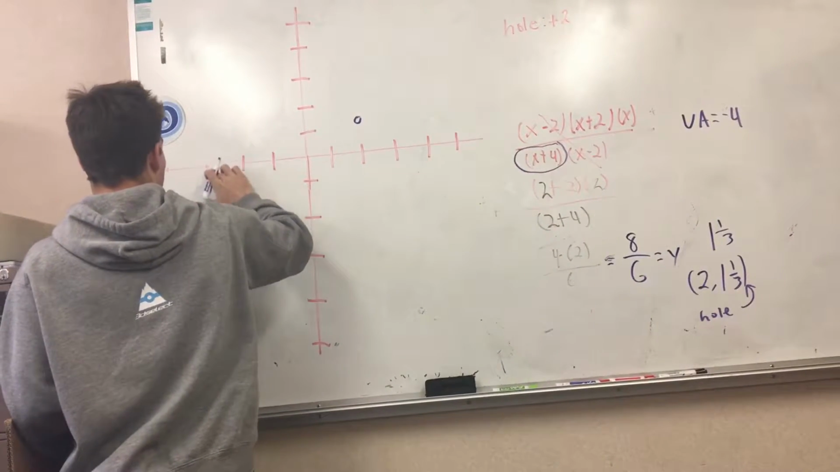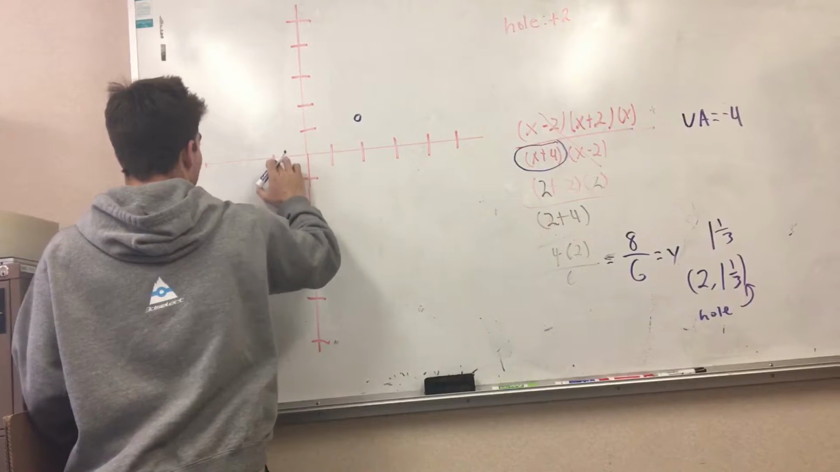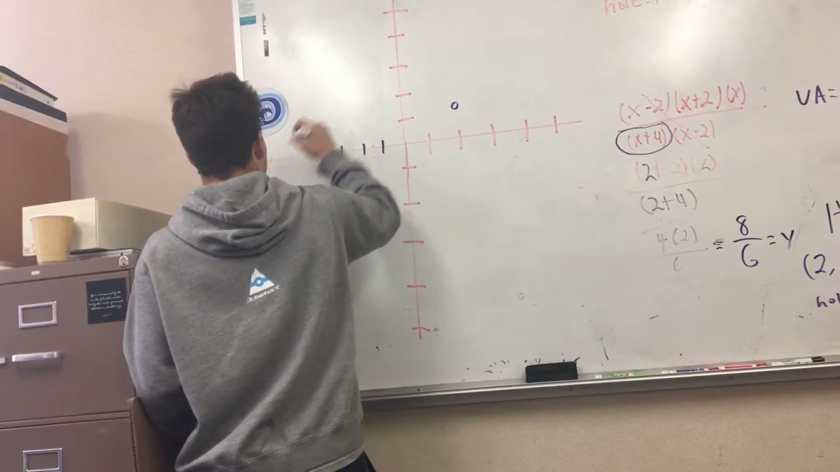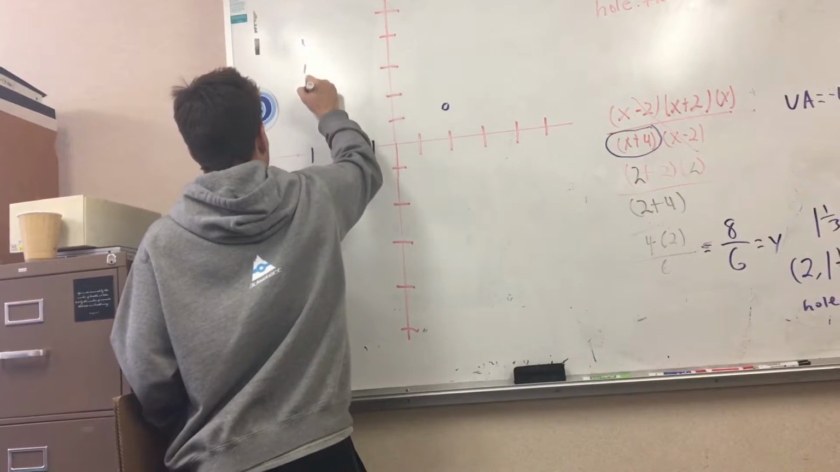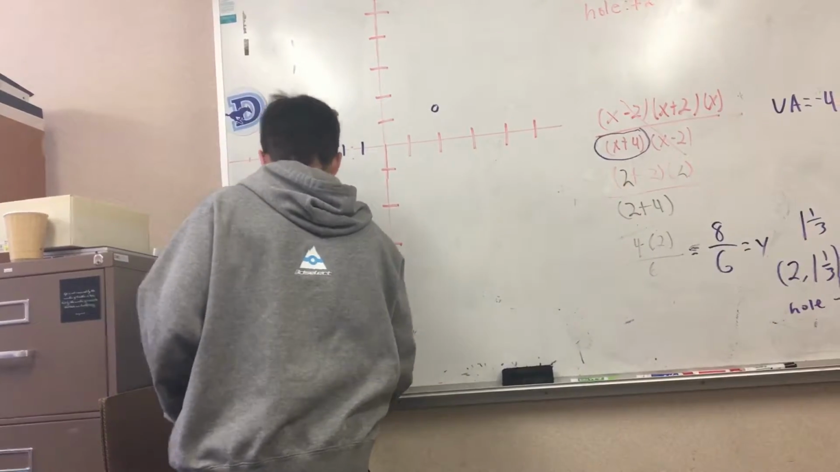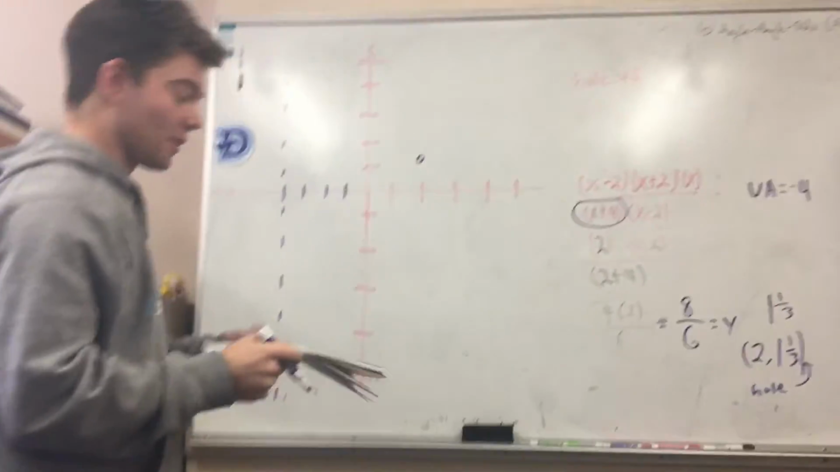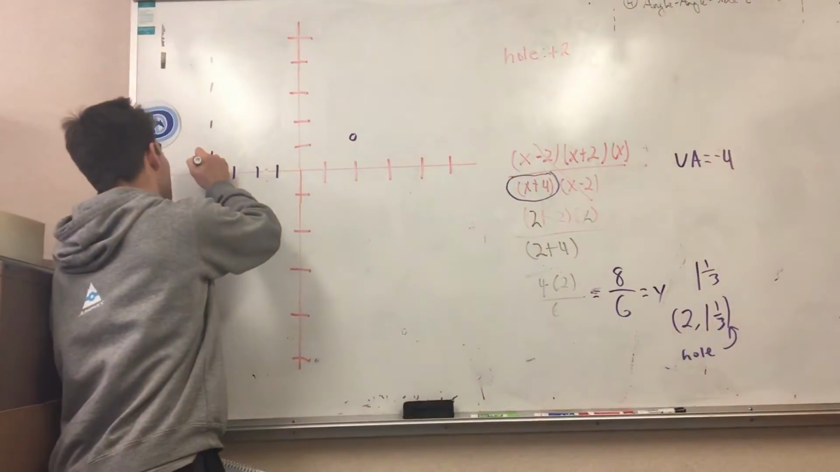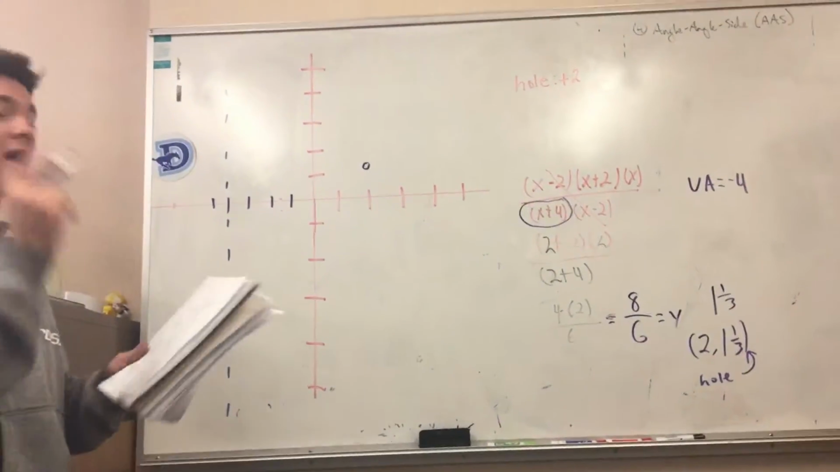I'm just going to fix my points real quick so we have more room. So our vertical asymptote is right here at negative 4. Now we want to test values near our vertical asymptote to figure out whether it's going up or going down.